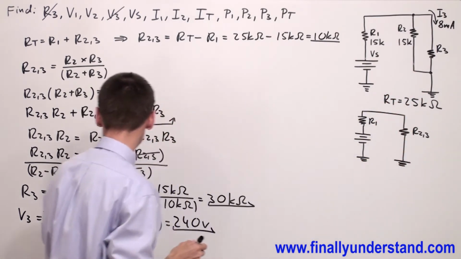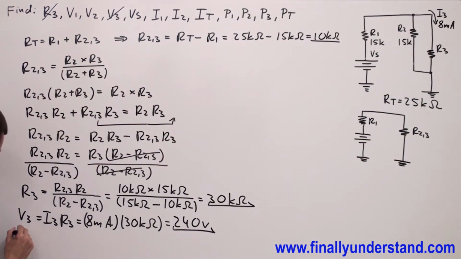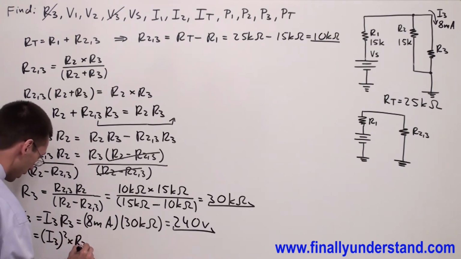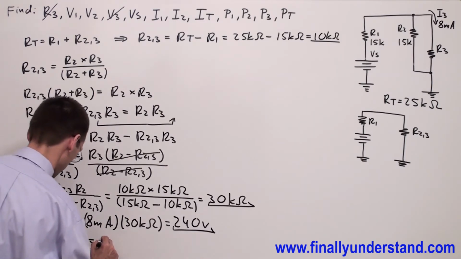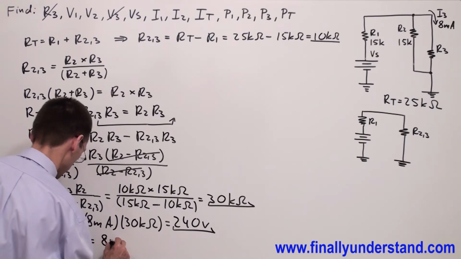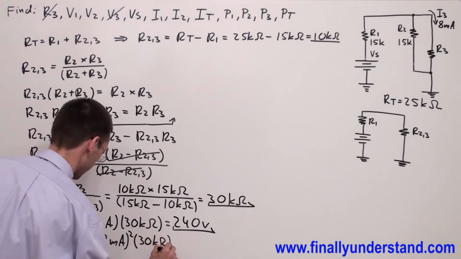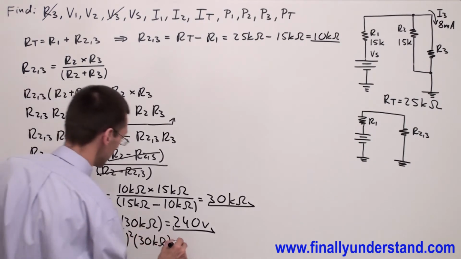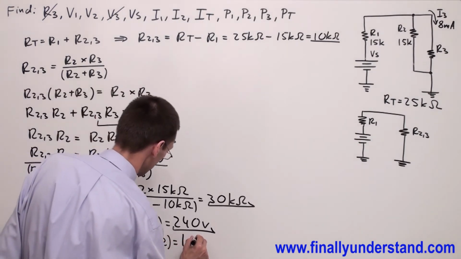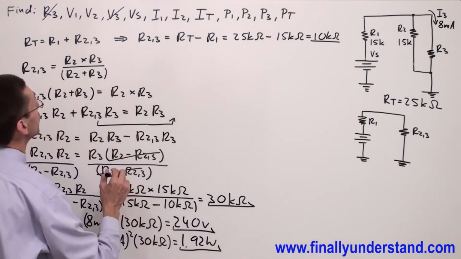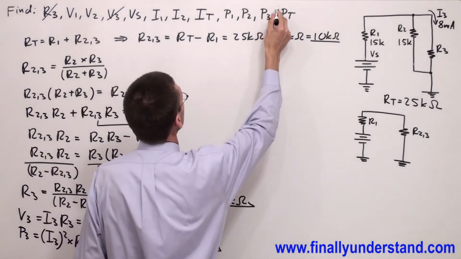I can also find the power. So I have P3 is equal I3 squared times R3, which is equal 8 milliamps raised to the second power times 30 kiloohms is equal 1.92 watts. Okay, so we also find the power 3.